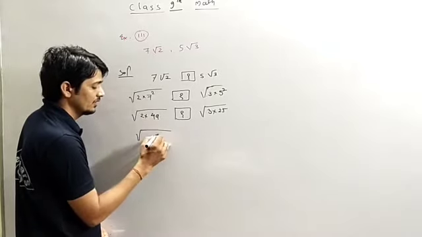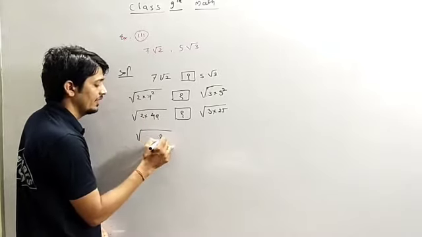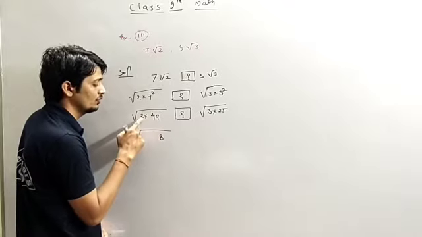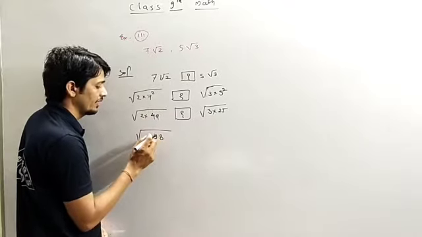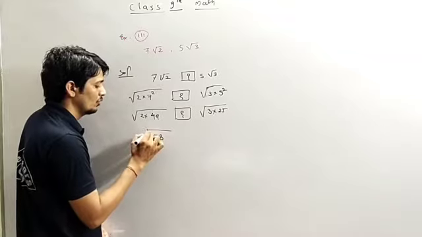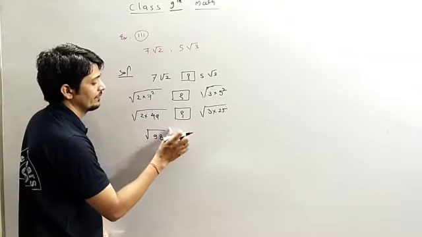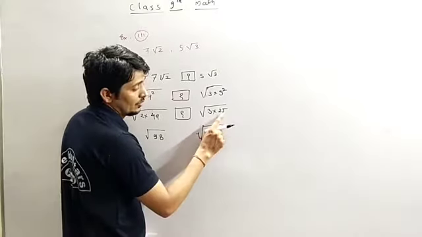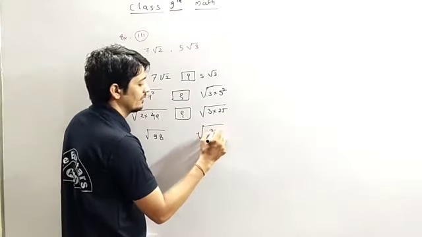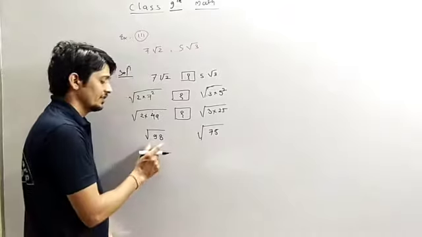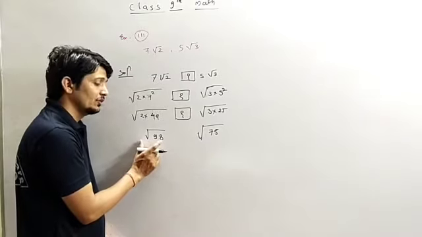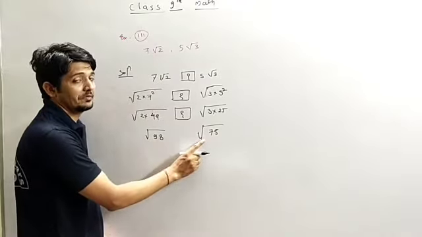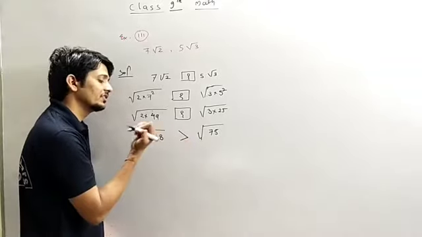9 2s are 18, carry 1. 4 2s are 8 and 1 is 9. So it is root 98. Here, 25 3s are 75. See, this 98 inside the root is greater than root 75. That's why we have to put this sign.